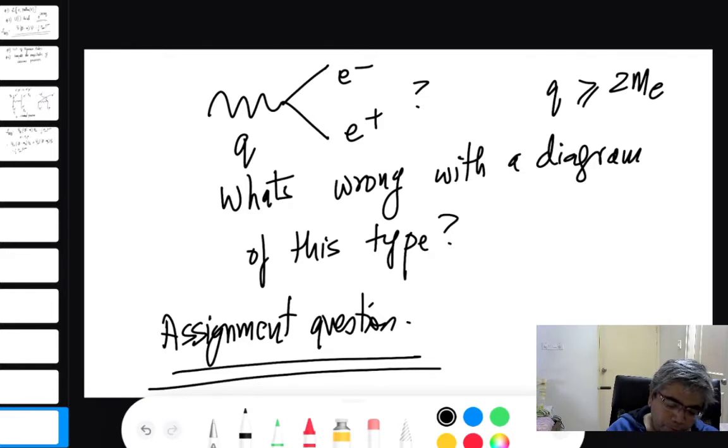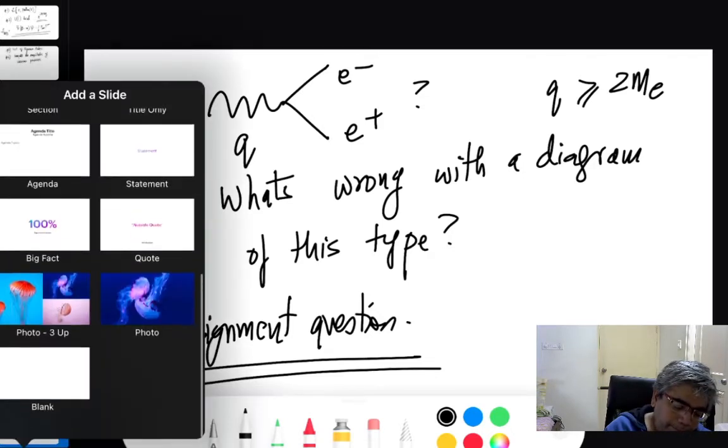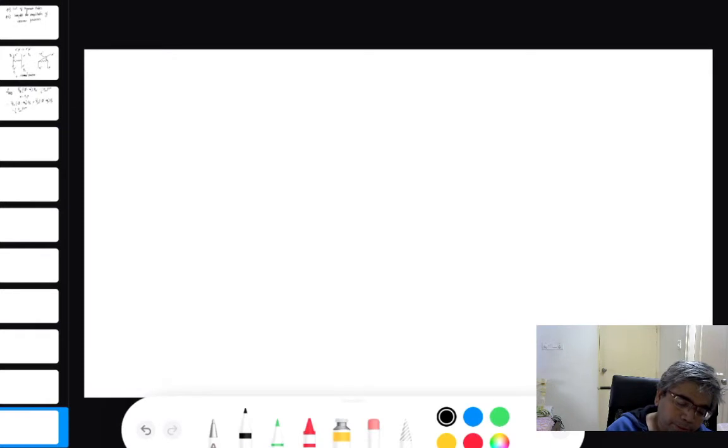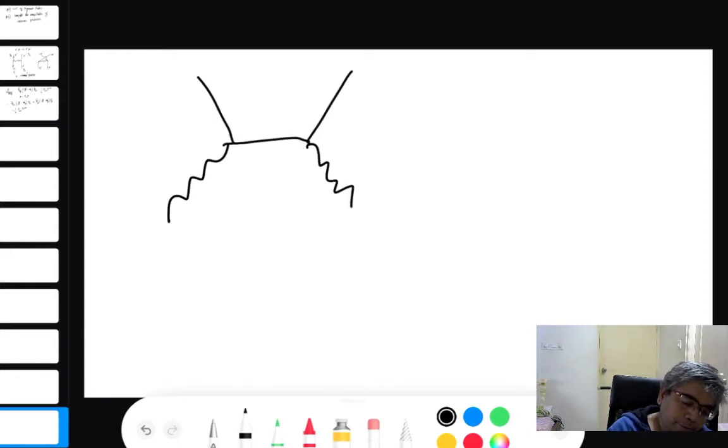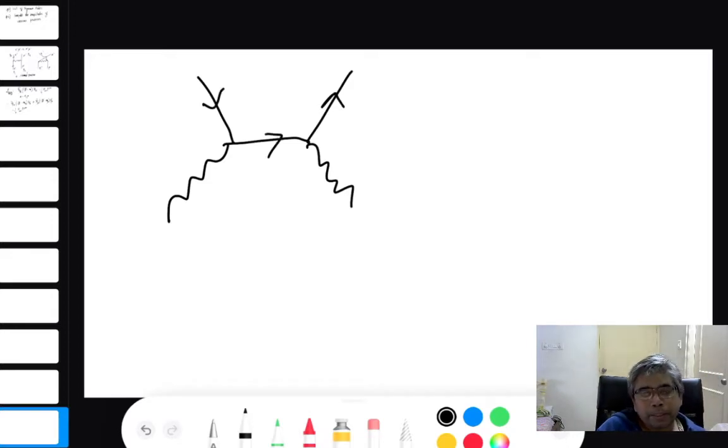So what would be the diagram for pair creation? You have two photons coming in, and then, does this diagram look nice actually? Now, what channel do you call this diagram, essentially? Is it S channel, is it T channel, or what channel do you call this? This is nothing but T channel.